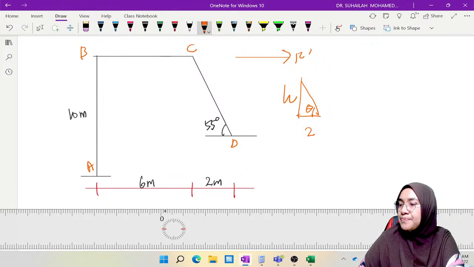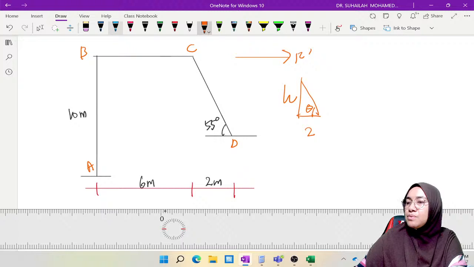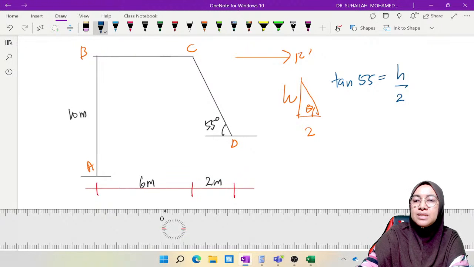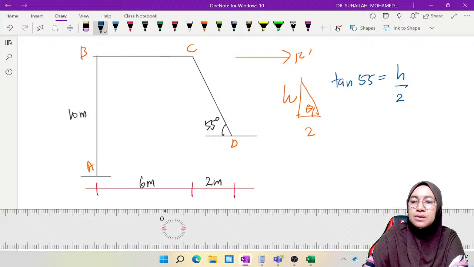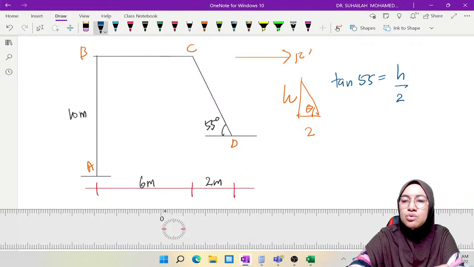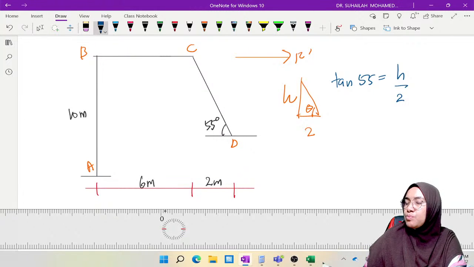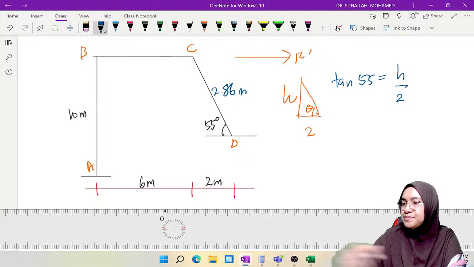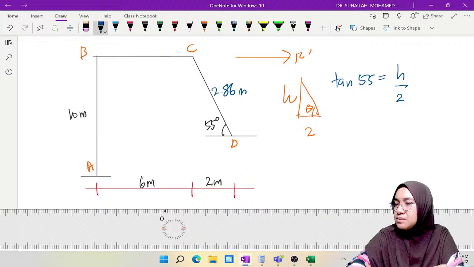So we use what? Tangent. Tangent 55 equal to H over 2. Tangent 55 times 2, it is 2.856, so 2.86. So the length here is 2.86 meter.